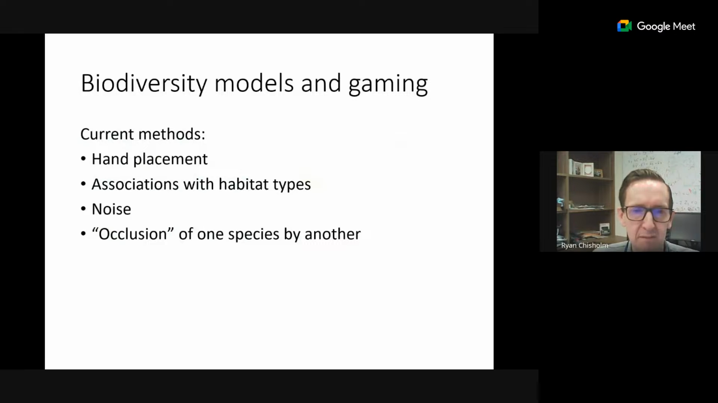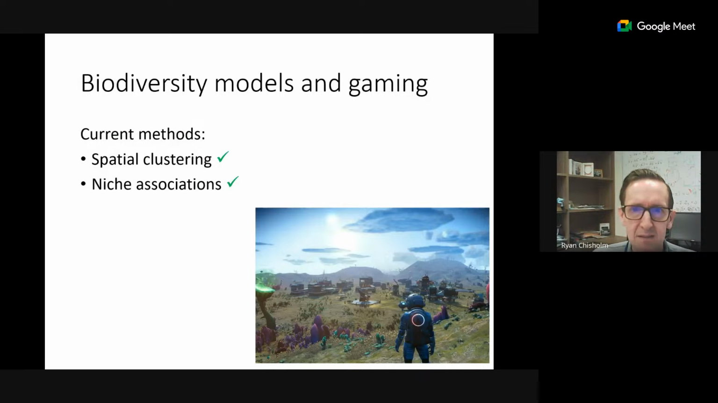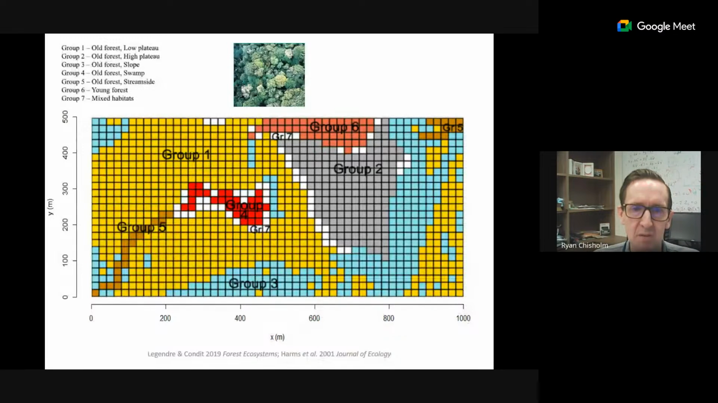So that's a summary of how the current methods work. The kinds of patterns you can get from these methods are spatial clustering, which you can see very clearly here, and niche association, so different species preferring different habitats, and they're both things we observe in nature. So you get patterns which, at least to some degree, look a bit realistic. But if we want to go beyond this and think how we might make things a bit more realistic, let's think about what kinds of patterns we observe in nature. This is the Panama plot again that I mentioned, 50 hectares, where they go and count all the trees every 5 years.